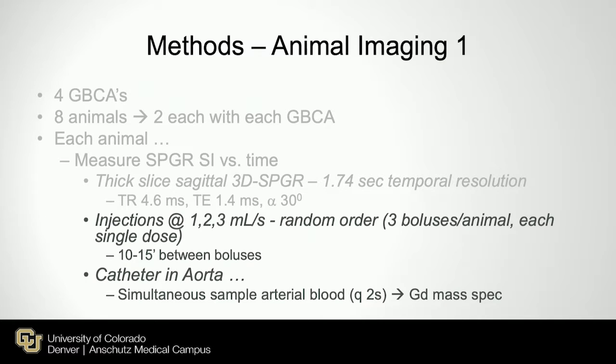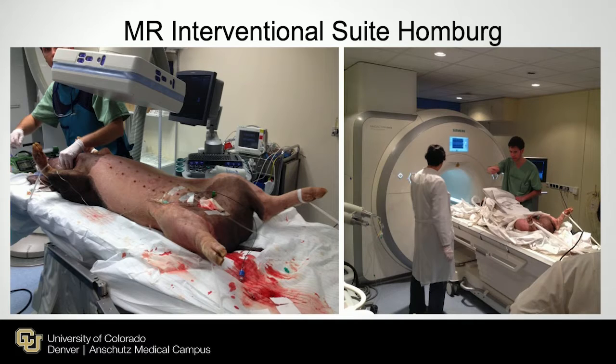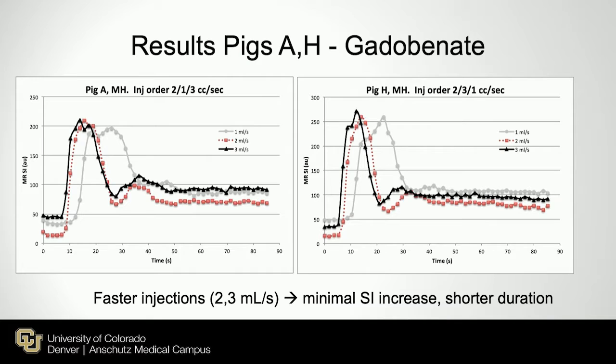And the interesting thing about this study is what we simultaneously did is we had an indwelling aortic catheter, which we were able to sample the arterial blood at 2-second intervals for the purpose of doing gadolinium mass spectrometry so that we can know what the gadolinium concentration is along with the signal intensity. So here's just an example of Gunther Schneider's team with the pigs in the suite.